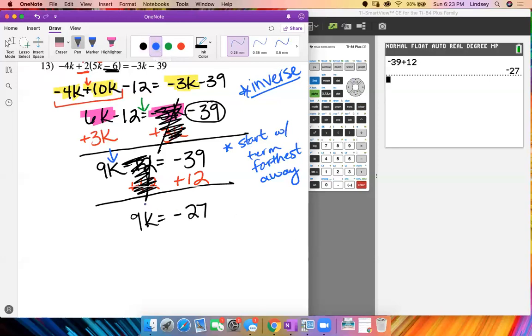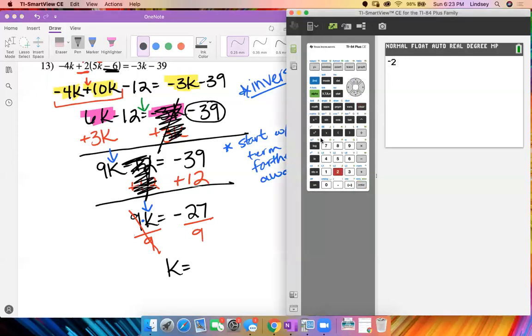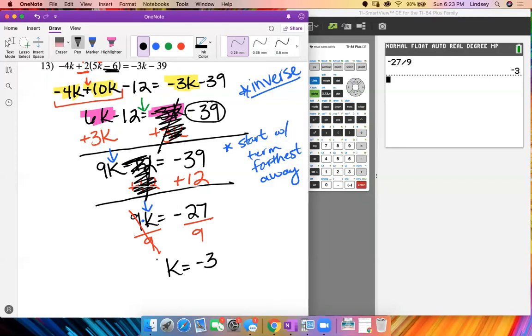I'm almost finished. My goal is to get that k by itself, which it's still not. I still have this times 9 with it. So in order to get rid of times 9, I'm going to divide by 9. Those 9's cancel, and I'm left with k equals negative 27 divided by 9, and that equals negative 3.